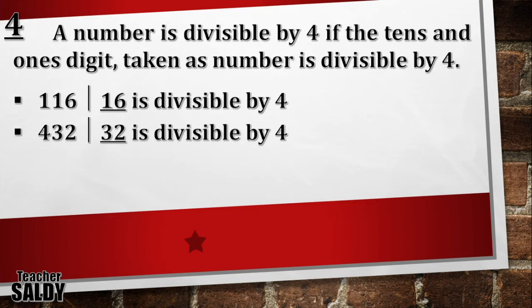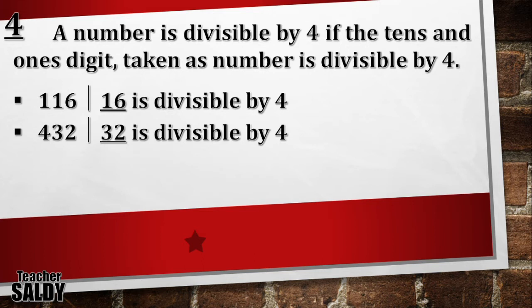Kahit magdagdag ka pa ng numbers dyan, kahit pa maging 1,432 yan, kahit pa maging 3,432, okay? Basta yung dalawang digit, which is the ones digit and the tens digit, is divisible by 4, taken as a number. Ibig sabihin, kapag ginawa mong single number yun at pwede mo siyang hatiin by 4, okay? You can divide that certain number by 4. So, ang pinakamataas na ones digit and tens digit dito, I guess it's 96. Okay?